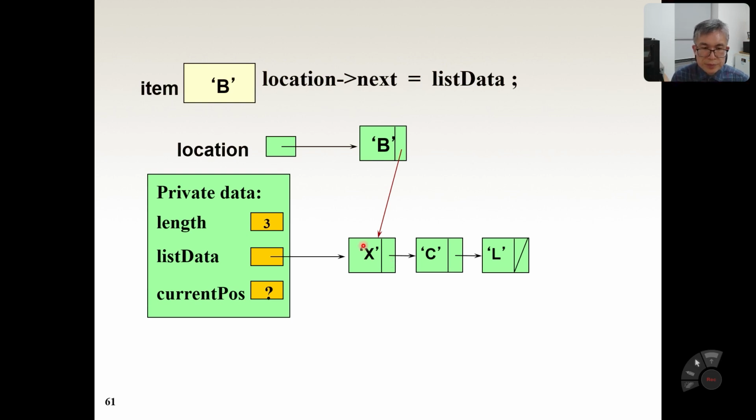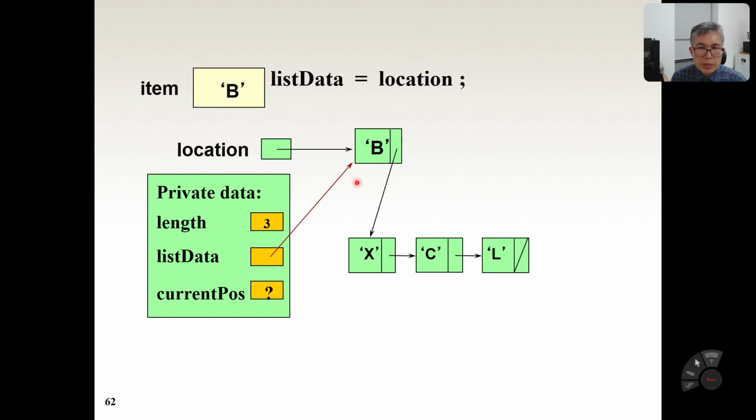This is the operation, and then after that we insert this one, and then the list data points to the latest inserted node, right? So then we can make this kind of list, right? So list data is updated with the node containing the value of B character.